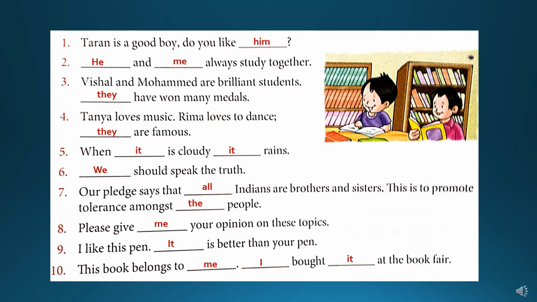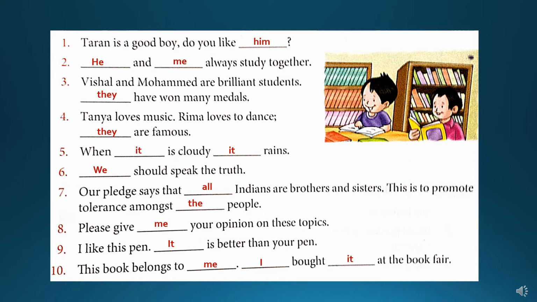Sixth, we should speak the truth. Seventh, our pledge says that all Indians are brothers and sisters. This is to promote tolerance amongst the people. The seventh question is a different one. It does not belong to our personal pronoun. Eighth, please give me your opinion on these topics.